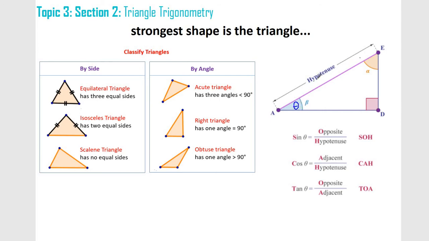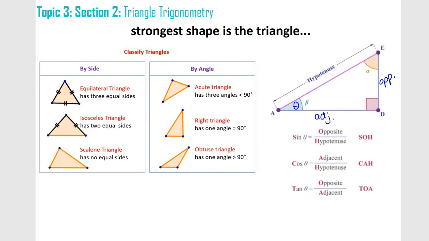The hypotenuse is always across from the right angle. The opposite is the one not touching it. So this would be considered the opposite. And this next to the theta would be considered the adjacent. Identifying that is the biggest part. I can't tell you how many times I've seen kids mess that part up.